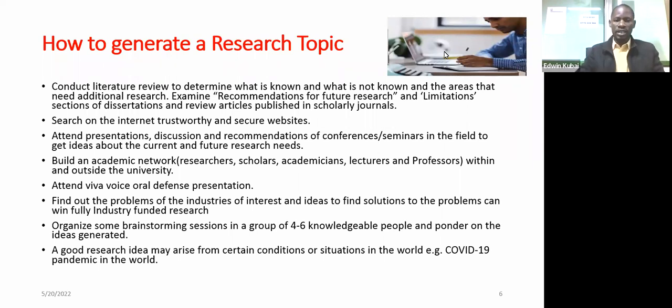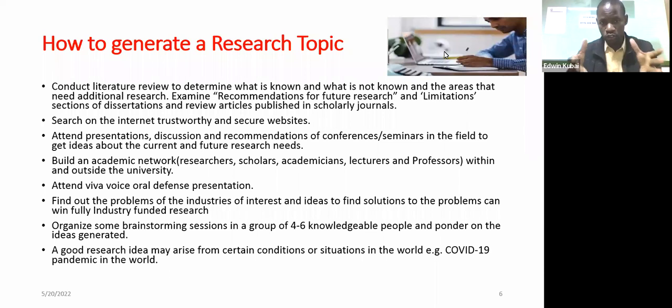Search on the internet trustworthy and secure websites. Get information from internet sites that are secure. Right now, we have a lot of information online. This information may not be accurate. And most websites are not accurate information. They're not facts, they're opinions. Some are lies. Like if you follow social media, most of the information on social media may not be correct, but they can help you build a case, a research problem. If you analyze what is happening in the social media, you can use the idea there to come up with a research problem and use authentic sites to come up with a genuine study.